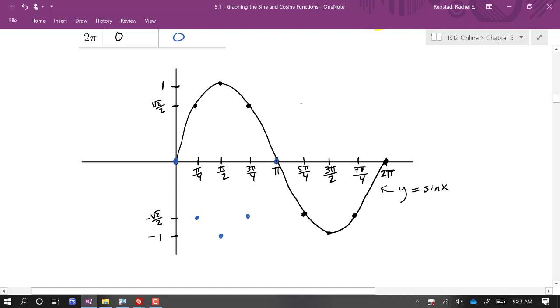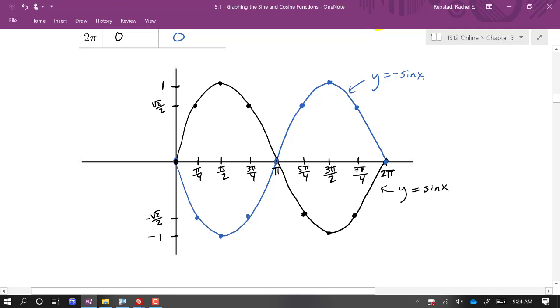At 5 pi over 4, we're at root 2 over 2. 3 pi over 2, we're at 1. 7 pi over 4, back to root 2 over 2. And at 2 pi, we're back down to 0. And if I draw a smooth curve, again, I'm not connecting the dots here. This isn't straight line segments, but if I draw a smooth curve that goes through these points, it looks like this. So this is y equals negative sine x.